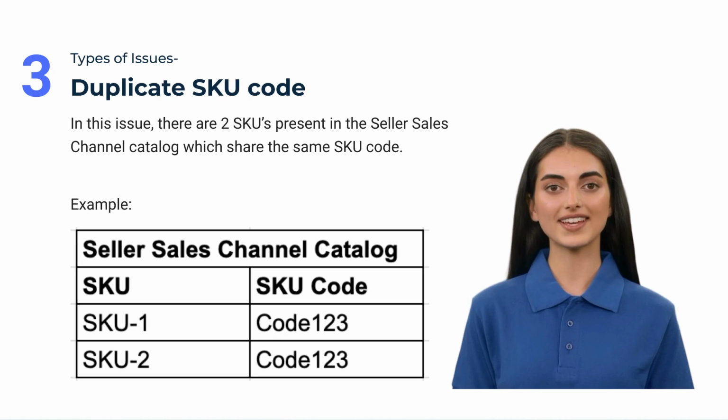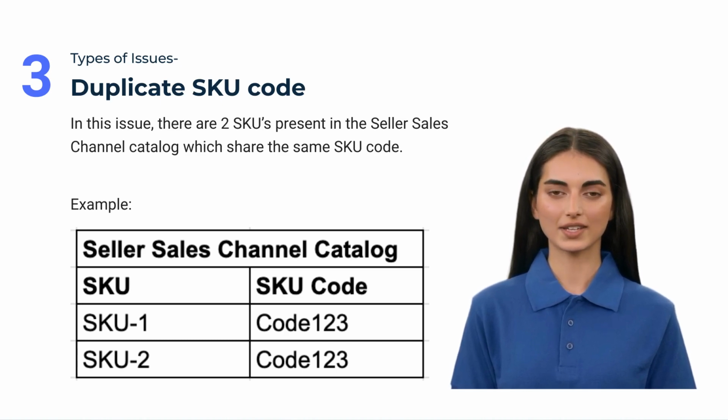There are two SKUs in the seller sales channel catalog. SKU 1 with SKU code as code 123 and SKU 2 with SKU code as code 123 create a duplicate issue, due to which the SKUs cannot sync to the seller master catalog.